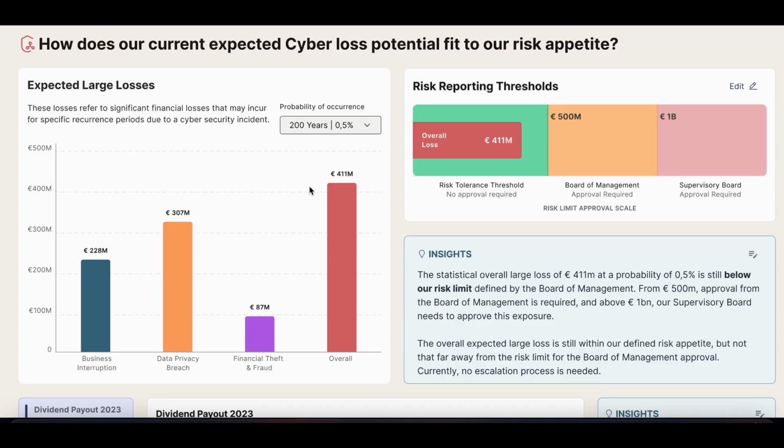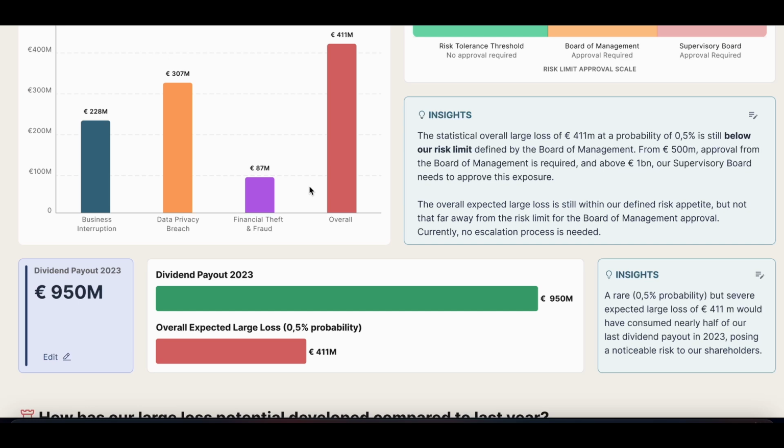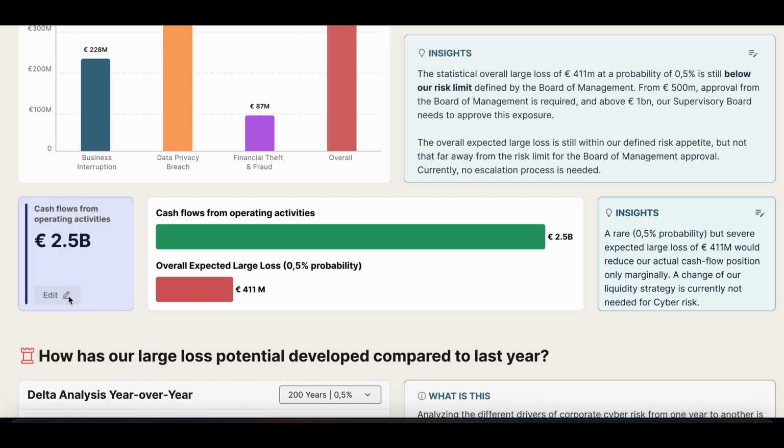We might also want to compare our overall expected large loss to our largest dividend payout. So our overall, a rare 0.5% probability but severe expected large loss of 411 million euros would have consumed nearly half of our yearly dividend payout for 2023. Another view that you could have, for example, here is cash flows from operating activity. So comparing, the 411 million expected large loss would actually reduce our actual cash flow position only marginally. So a change of liquidity strategy is not necessarily needed for cyber risk at the moment.